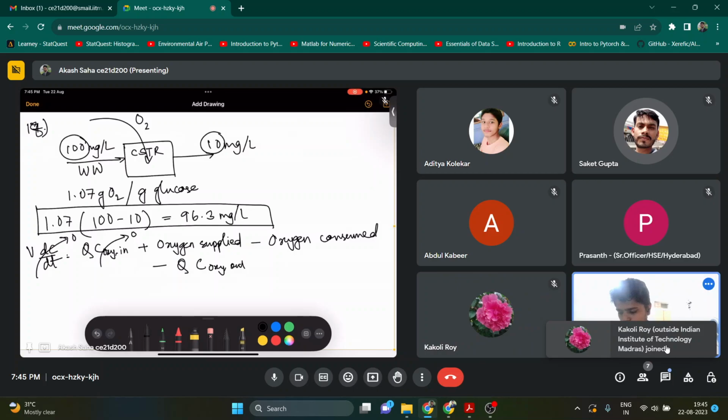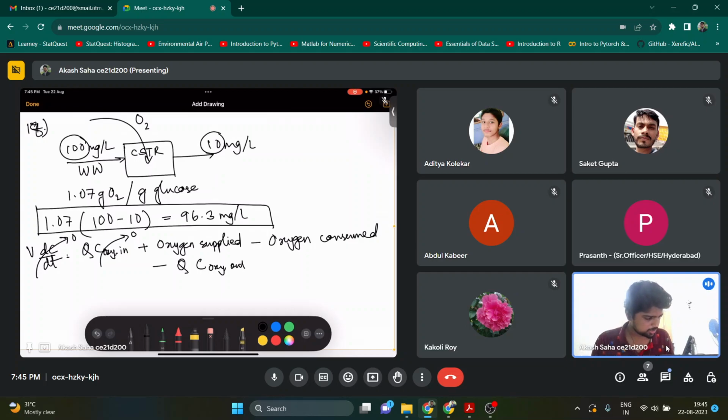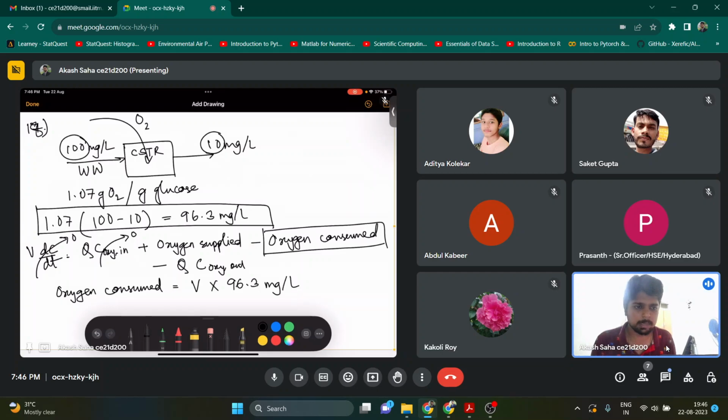Now the total oxygen that is consumed, this part we will calculate. The total oxygen consumed will be equal to the volume of the reactor into the COD consumption. This is milligram per liter; if we multiply it with the volume, it will give my total oxygen consumed. So now we have to find the volume. What will be my volume? Finding volume is very easy.